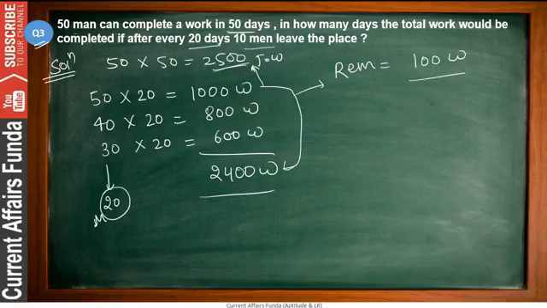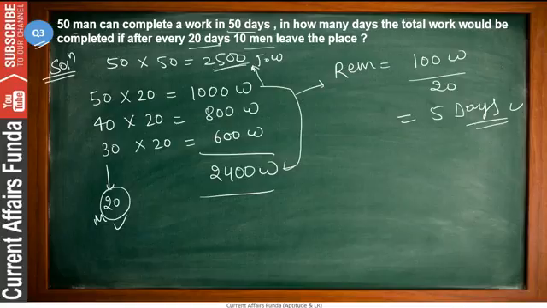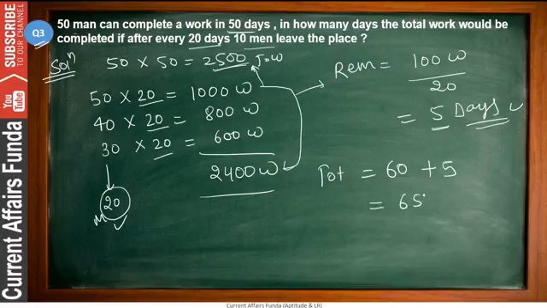Okay, so 100 work will be done by these 20 men, so they will take 5 days, because the days should not be a fraction, they should be complete days. Okay, so we can calculate the total: 20 plus 20 plus 20 will be 60 days, and 5 days are also here, so total it will be 65 complete days. So if after every 20 days 10 men leave, then our work will be completed in 65 days. Okay, I hope you understand this problem.